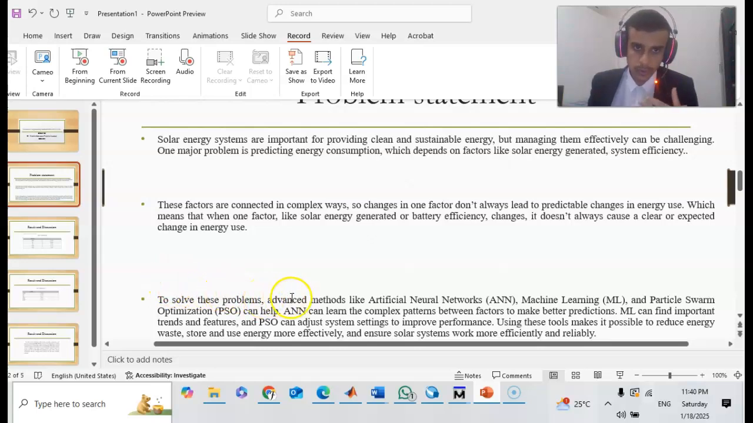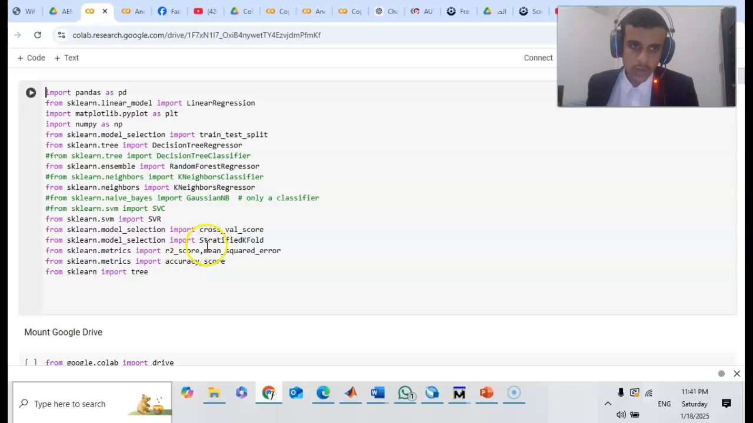To solve this problem, we can use advanced math like artificial neural network, machine learning, or particle swarm optimization. These all can help. ANN can learn the complex patterns between factors to make better predictions. Machine learning can find important trends and features, and PSO can adjust system settings to improve performance. By using these tools, it is possible to reduce energy waste and store energy more effectively.